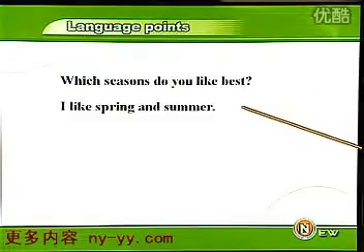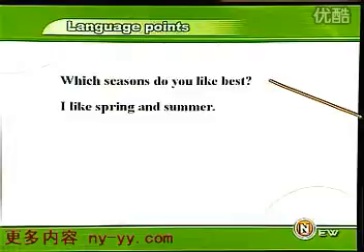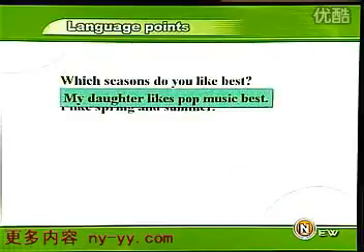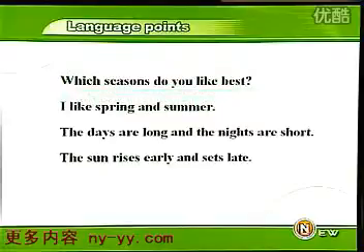I like spring and summer. 你最喜欢的季节有哪些？我喜欢春季和夏季。请大家注意，春季 spring 和夏季 summer 的前面都没有加冠词。那么如果你想说在春季在夏季，就可以直接说 in spring or in summer。在这句当中有 like best，意思是最喜欢的。来看一个例句 My daughter likes pop music best. 我女儿最喜欢流行音乐。那么为什么 Jim 最喜欢春季和夏季呢？原因是这样的 The days are long and the nights are short.